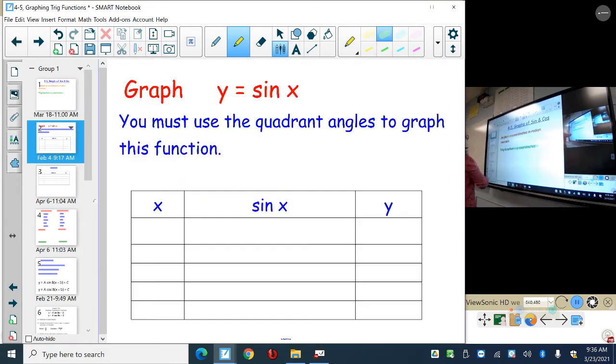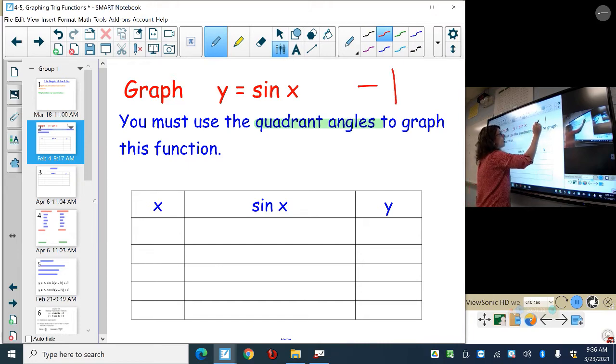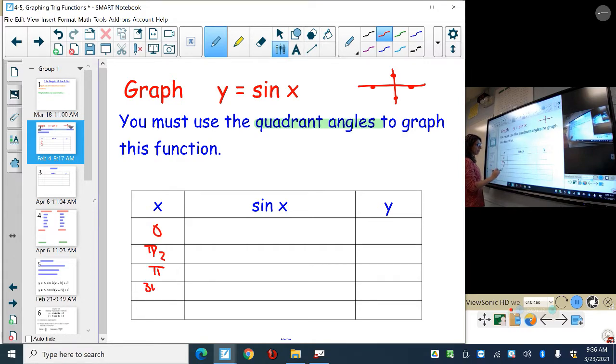Okay, so here we go. Our graph of sine is going to be y equals the sine of x. So if I'm graphing y equals the sine of x, you are going to use your quadrant angles. Your quadrant angles are going to be these angles that fall right here on our axes, okay? So we're going to have 0, pi over 2, pi, 3 pi over 2, and 2 pi. Those are our quadrant angles.